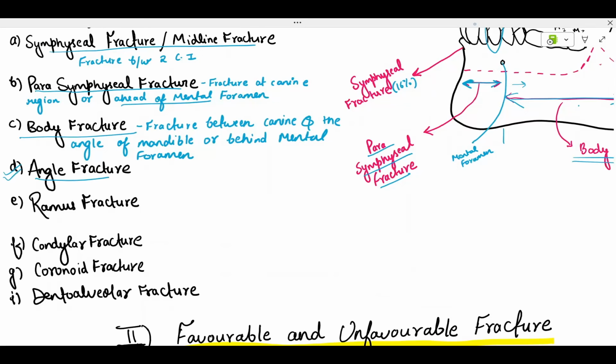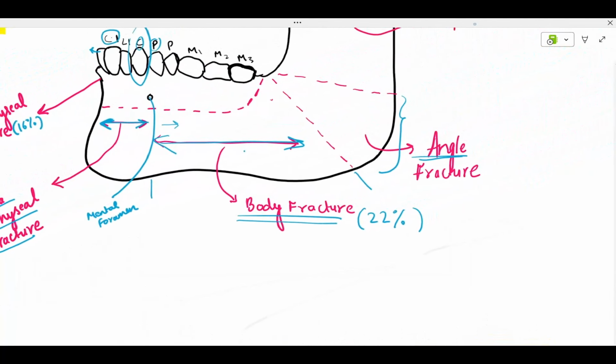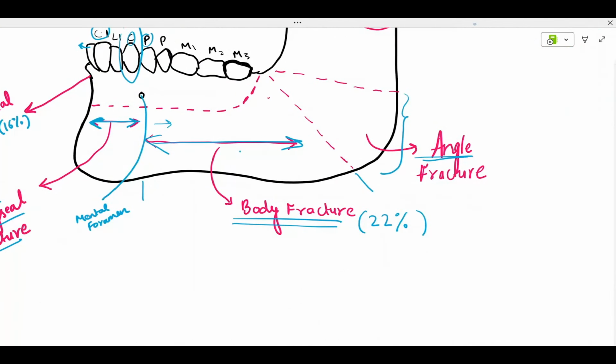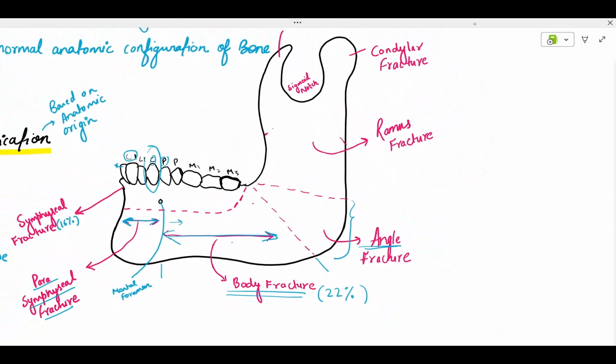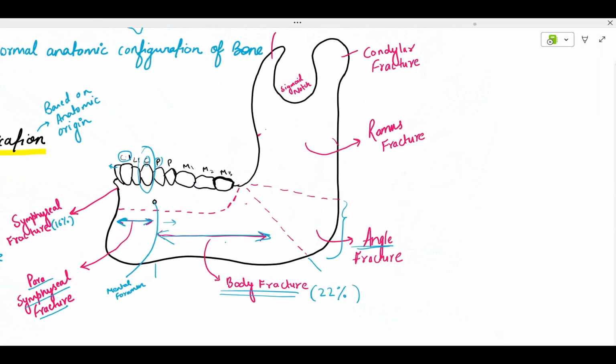Now coming to the fourth category, that is your angle fracture. As the name suggests, the angle fracture is the fracture that occurs in the angle area of the mandible, and this comprises around 25%. I'm not writing it.